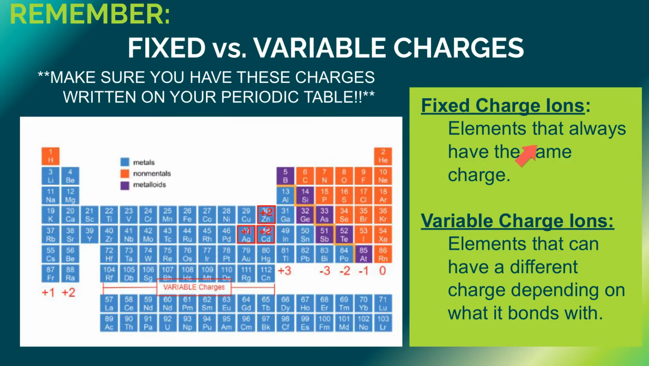So fixed charge: elements that always have the same charge. Variable charged ions: elements that can have a different charge depending on what they bond with.